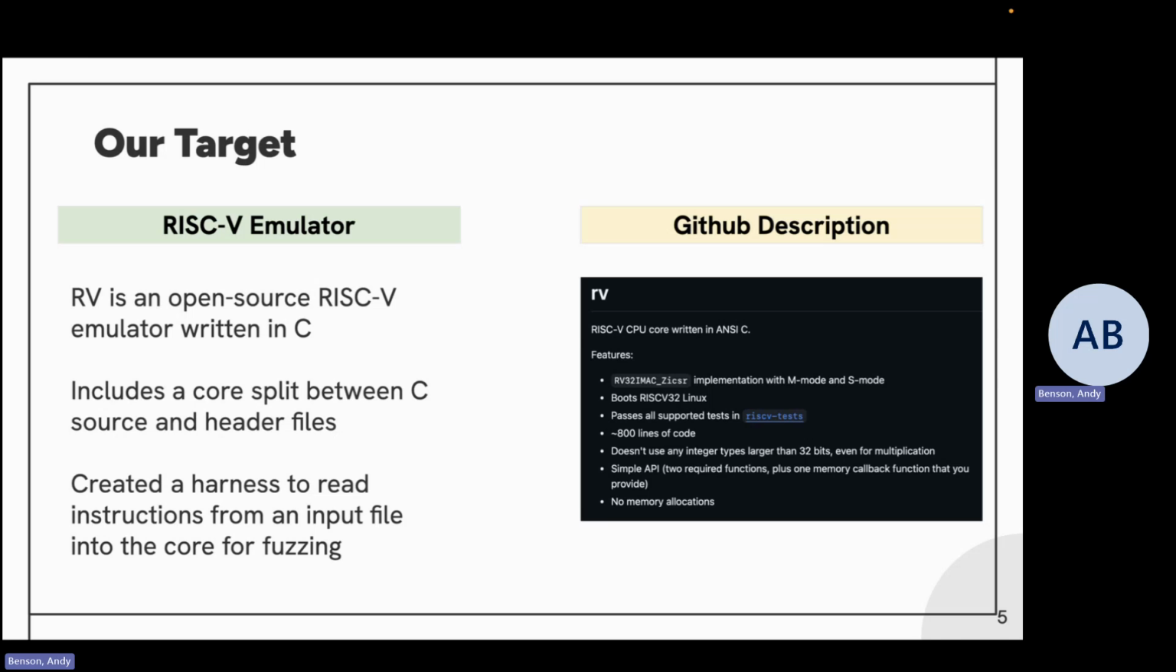On the right, you can see that the RISC-V core we used is called RV. It is a personal project that currently has 614 stars on GitHub, which is quite a few stars for a RISC-V emulator.